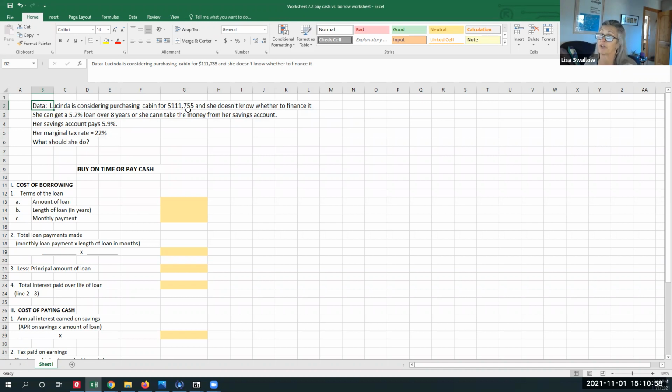And she doesn't know whether to finance it. She's actually got the cash. So she's going to try and figure out, we have to look at taxes. We have to look at what rate her CD is paying, to look at a whole slew of things.